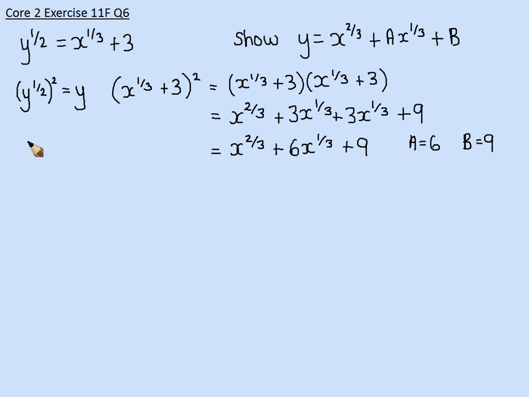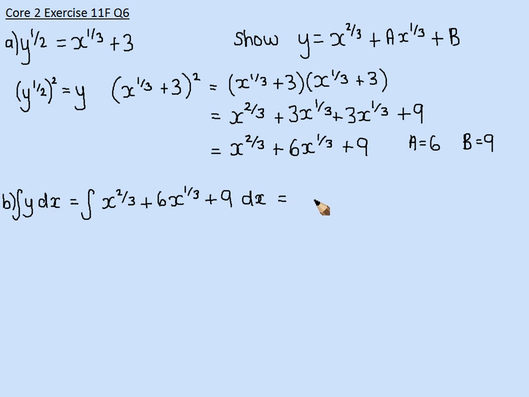Now in the second part of the question we've got to find the integral of y with respect to x. This is part B. So y is what we've just worked out. It's all this lot here: x to the 2/3 plus 6x to the third plus 9 with respect to x.